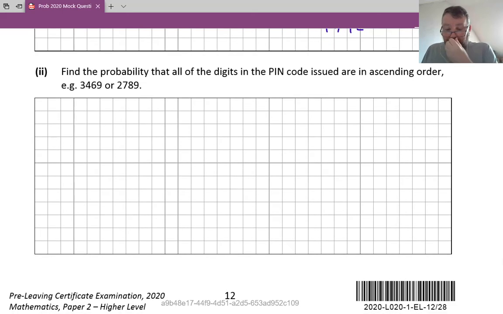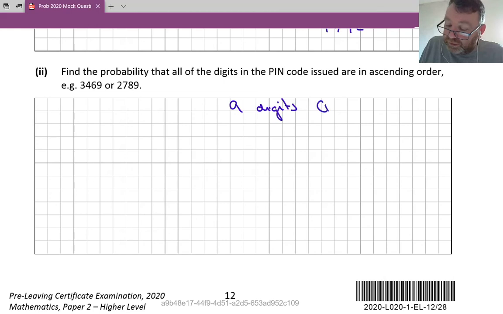Okay, find the probability that all of the digits in the PIN code issued are in ascending order, e.g. 3, 4, 6, 9 or 2, 7, 8, 9. What's the only condition here? The only condition here is that 0 cannot be used. So therefore, there are 9 digits left. Now, out of those 9, how many 4 can I choose?